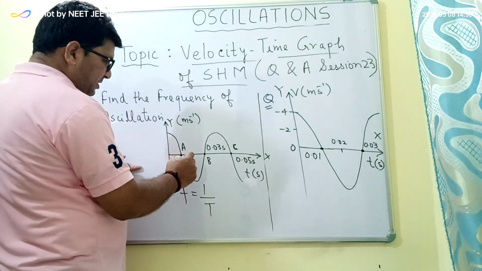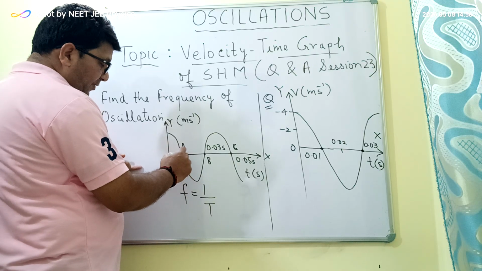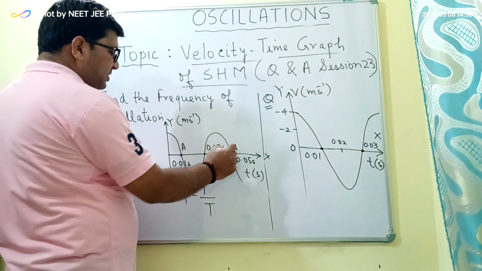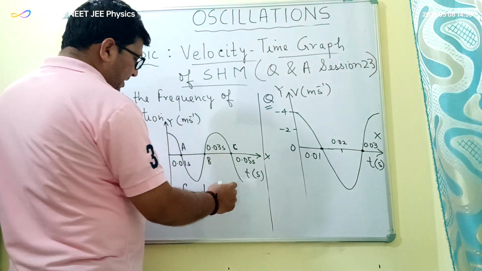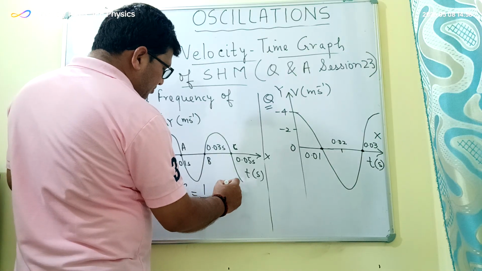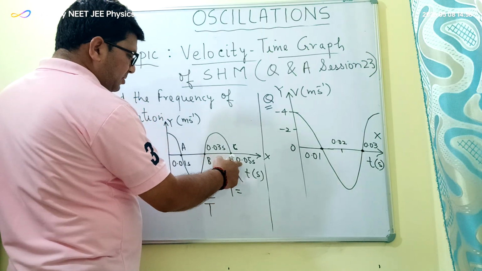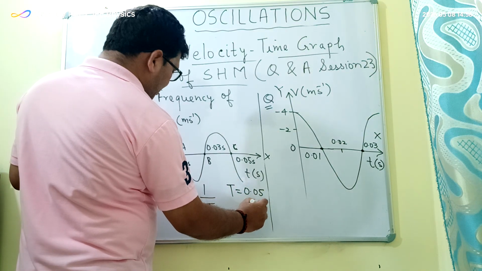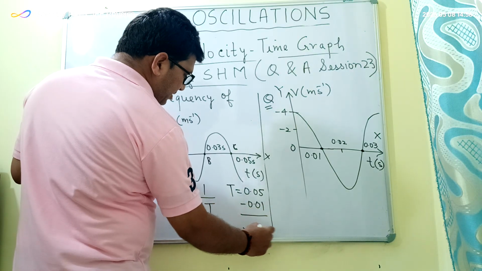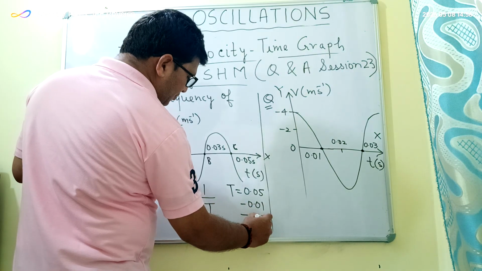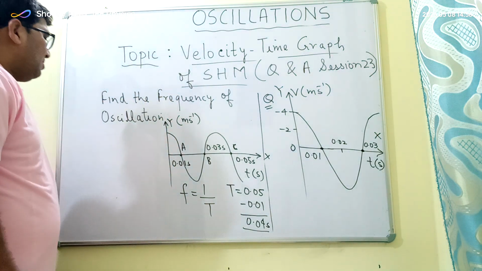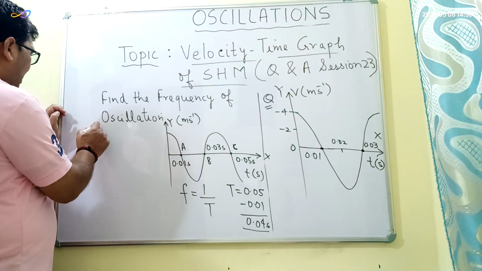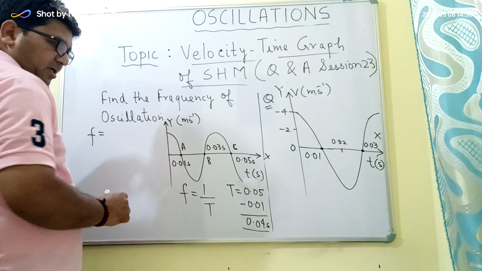So here the one oscillation is, if I take the point A, then one oscillation is getting completed at the point C. So the total time taken to complete one oscillation, which is equal to the time period, this will be equal to 0.05 minus 0.01 second. So this will be equal to 0.04 second. So the time period of oscillation of this particle which is executing simple harmonic motion is equal to 0.04 second.